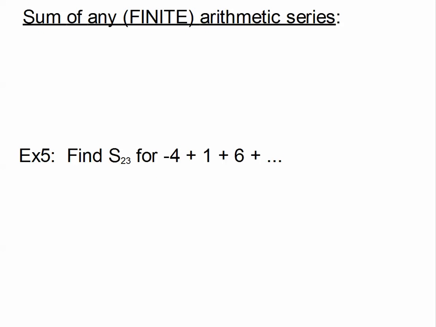Our second and last formula of this tutorial is the sum of any finite arithmetic series. Finite means that it has to stop. I'm going to label that with a big S for sum, S sub n, of any finite arithmetic series. You take the number of terms that you're trying to add up and you divide them by 2, and then you multiply that by the sum of the first term plus the last term. And that is the sum formula.